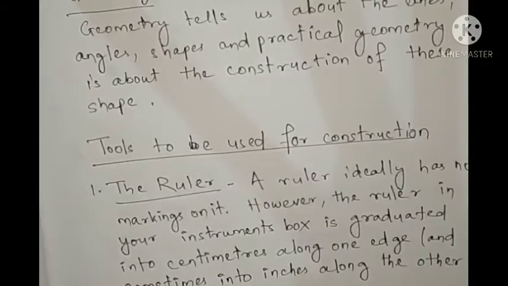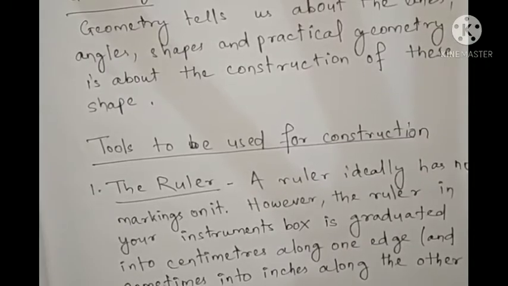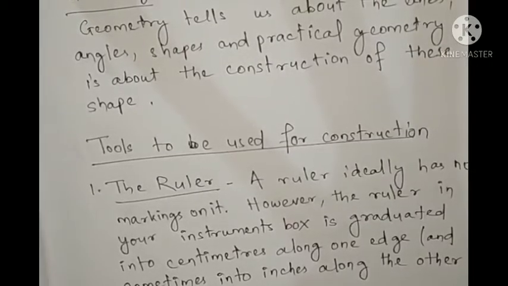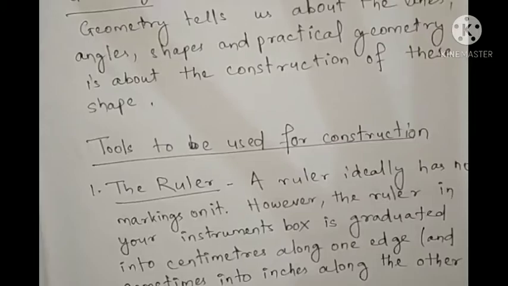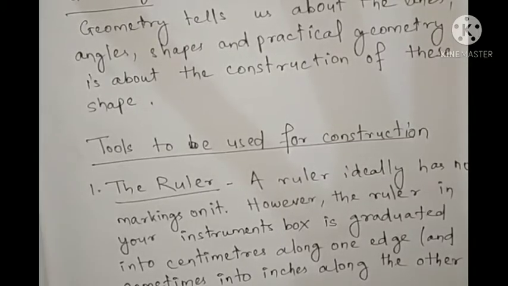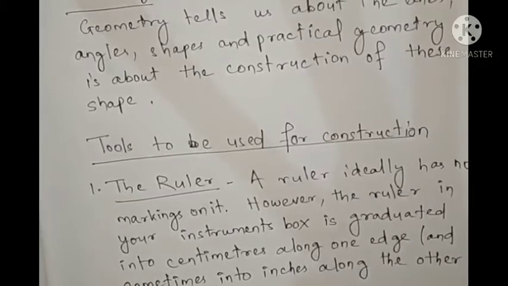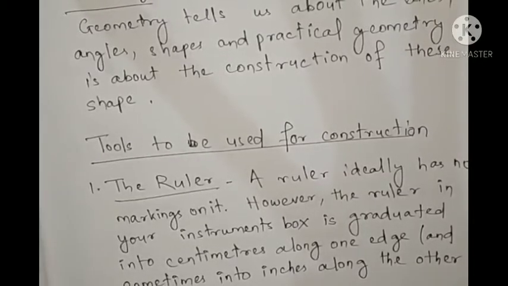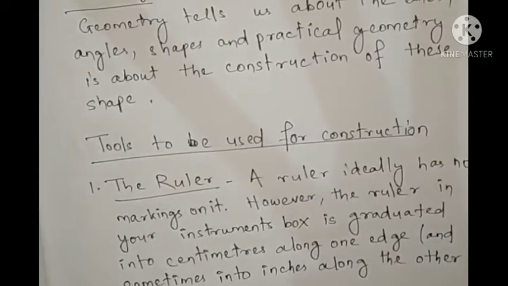When your mommy is cooking, she needs so many utensils and so many appliances. Those utensils and other appliances or instruments are the tools for cooking. Like that, we have tools for construction, or tools for making geometrical shapes.